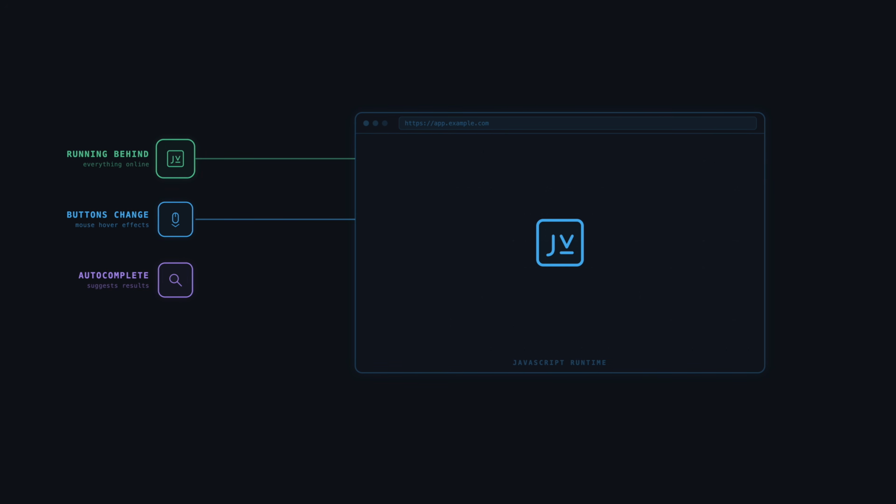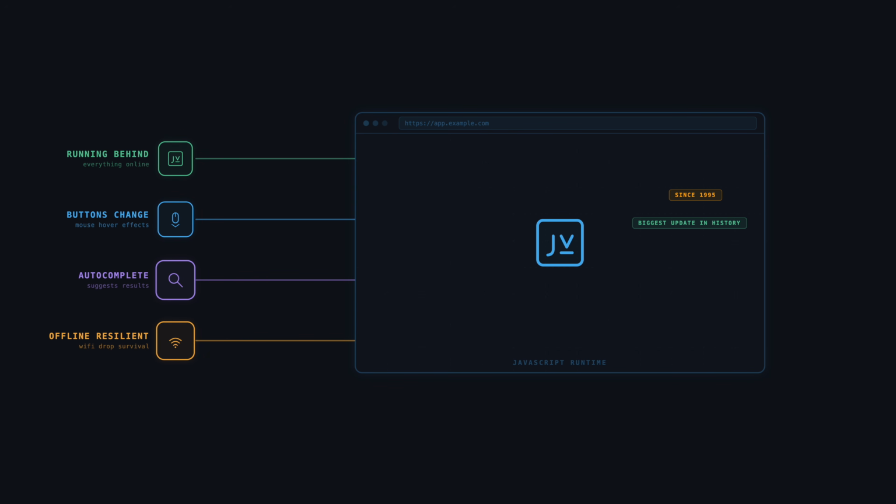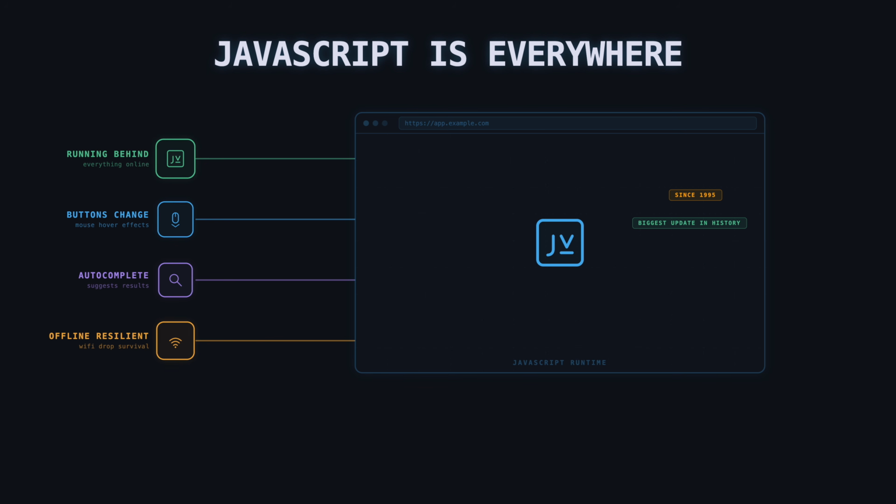Right now, as you're watching this, JavaScript is running behind almost everything you touch online. The button that just changed color when your mouse passed over it, the search box that suggests results before you finish typing, the app that keeps working even when your Wi-Fi drops for a second. It's been around since 1995, which in tech years is practically ancient, and yet it just got one of the biggest updates in its entire history.